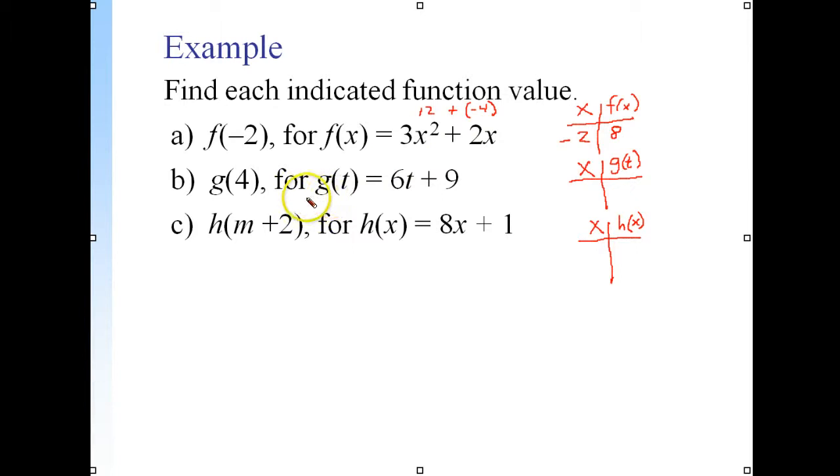All right, now notice they've changed our function notation a little bit. Instead of using the letter F, they can use a G, and later they're going to use an H. And instead of using a letter X, they're going to use a letter T. That's fine. Same principle applies. Where we have the T, we're going to put the 4. So I could put a T there, but I've put an X there. So 4. So 6 times 4 is 24, plus 9 is 33.